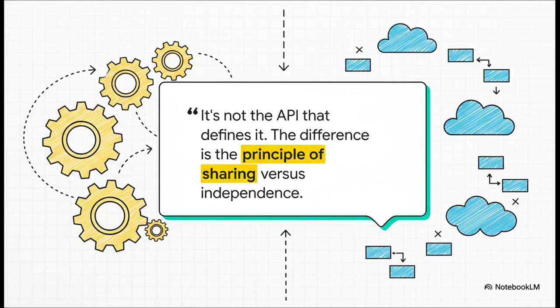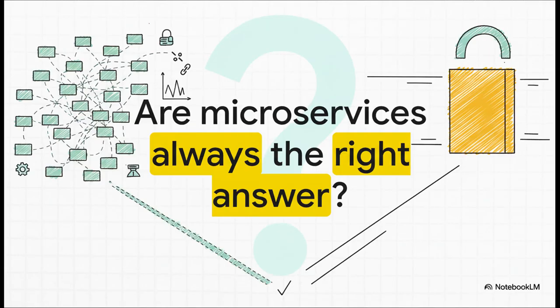And that's the nuance right there. That's what an interviewer wants to hear. It's not about the technology you use, like a REST API. You can use that in both. The real difference is the principle. Is your goal to share and reuse components across the company? That's more like SOA. Is your goal to make each component as independent and decoupled as humanly possible? That's microservices.